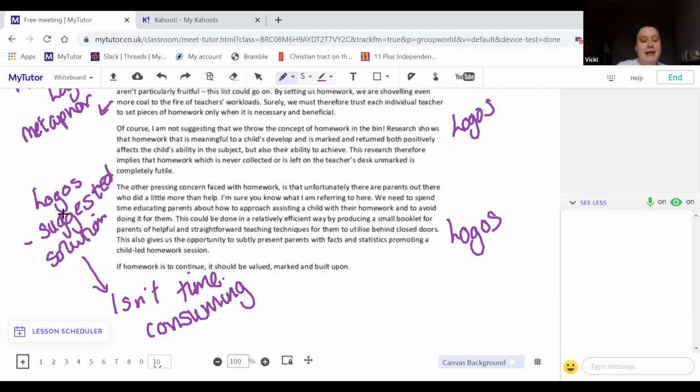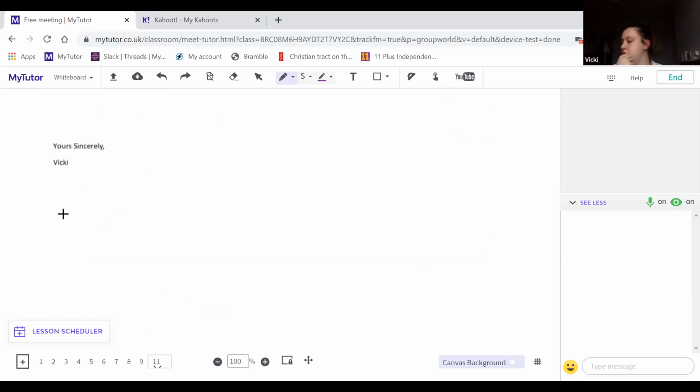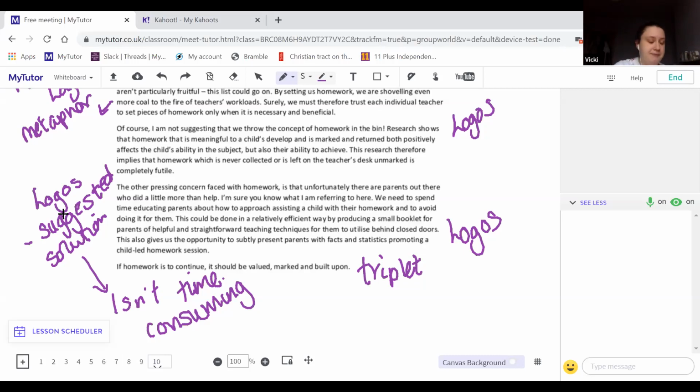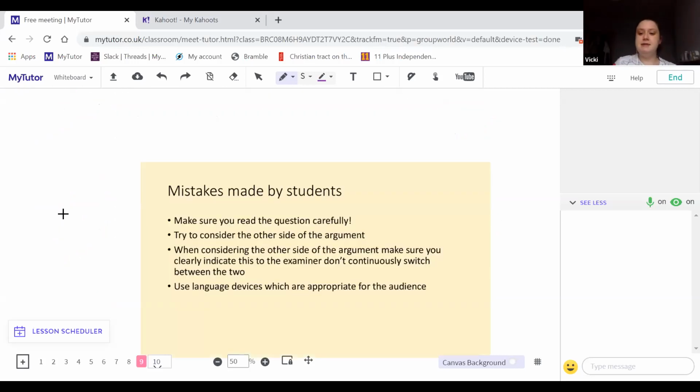And then my little mic drop, although I think I could have done this better: if homework is to continue, it should be valued, marked and built upon. So I've got a triplet in there at the end, and I'm making it important. It's a very quick summing up of everything that I put in there, and then over on the other side I've got yours sincerely, Vicky. And again, I've spelled it with a capital. I don't know why I do it. It's such a silly mistake to make.